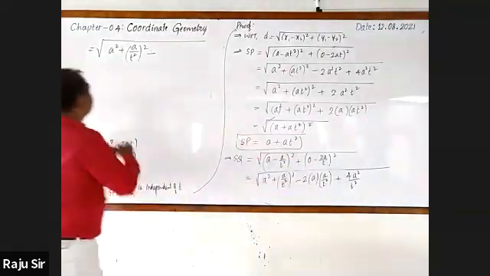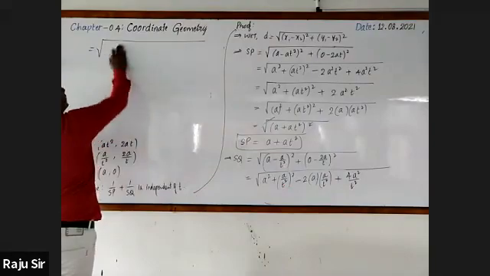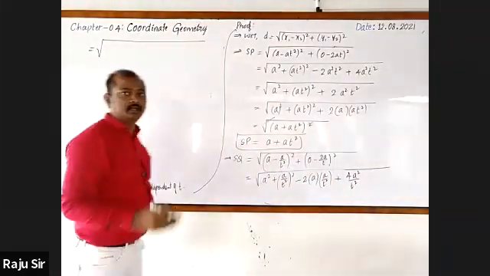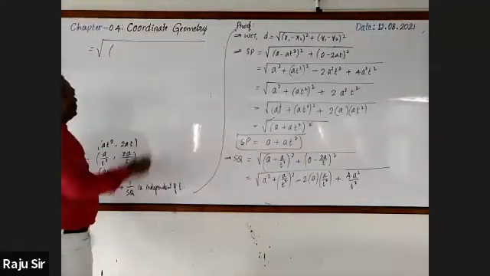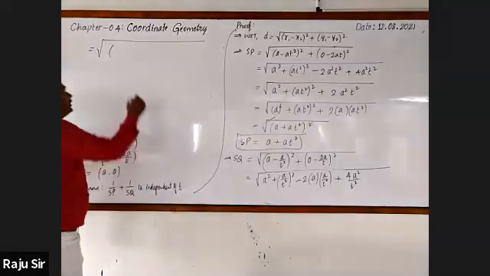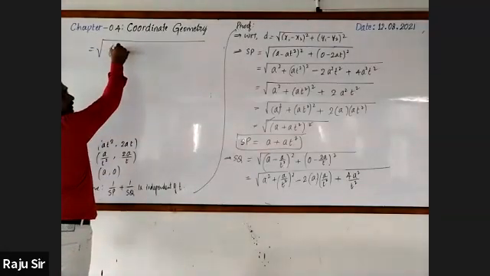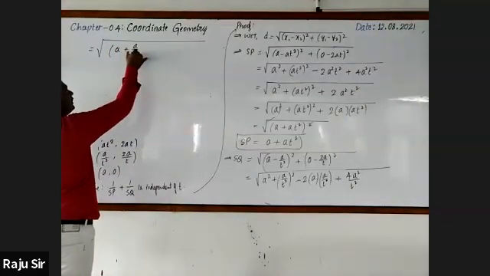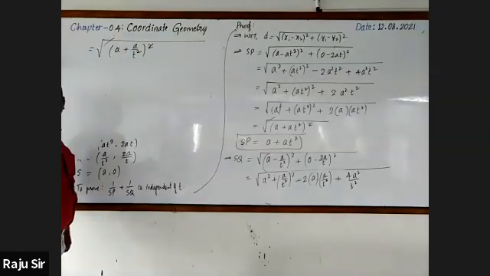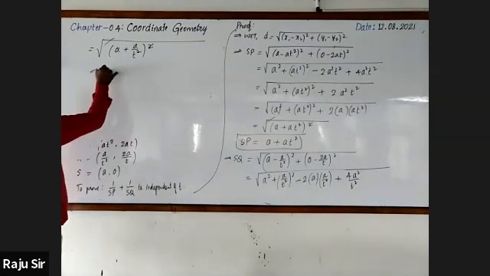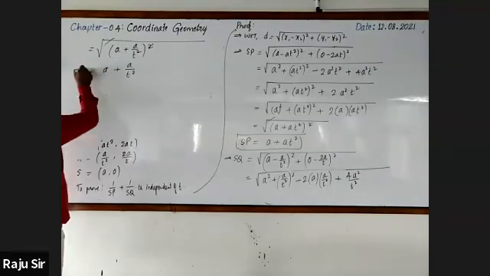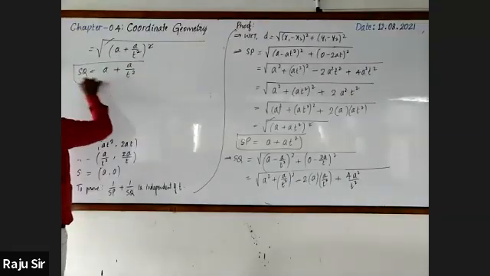You directly bring plus 2a² by t², and this is of the form a² plus b² plus 2ab, which can be written as (a plus a by t²) whole square. Square and root get cancelled. SQ is a plus a by t². This is SQ.